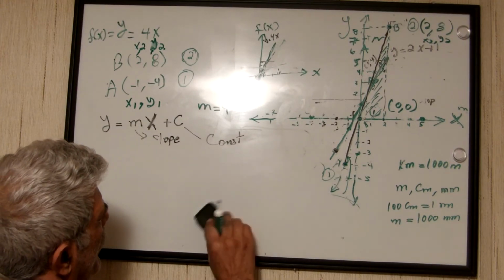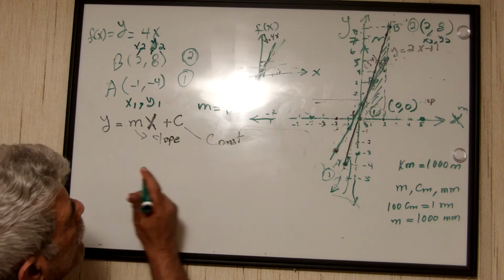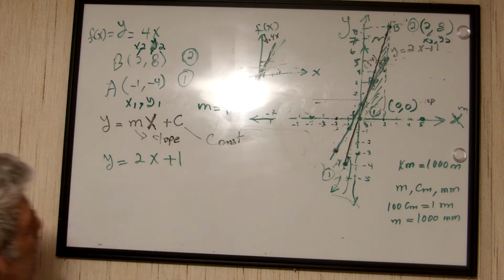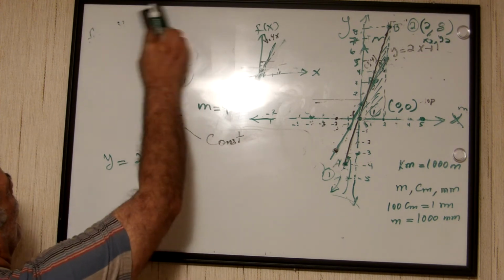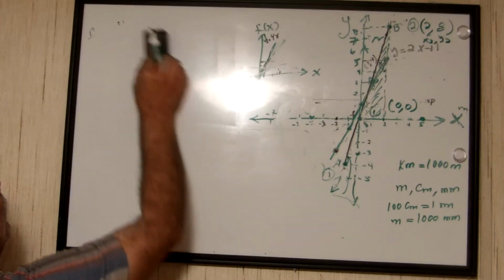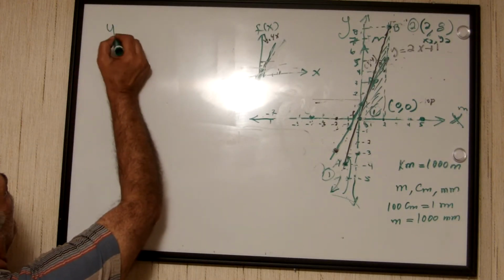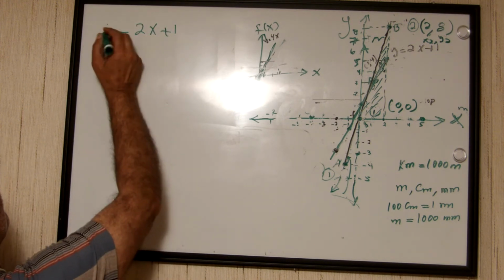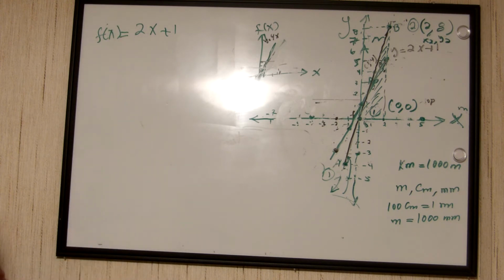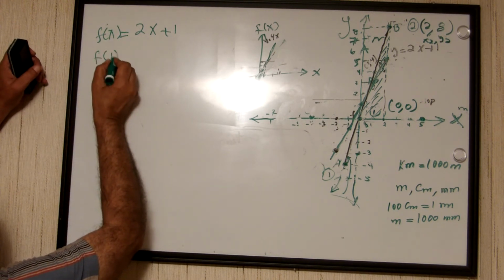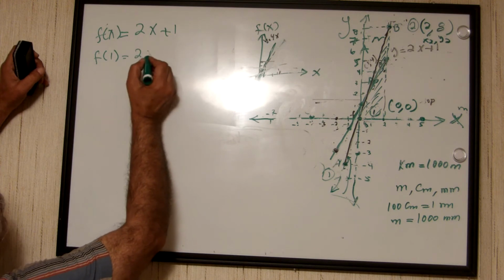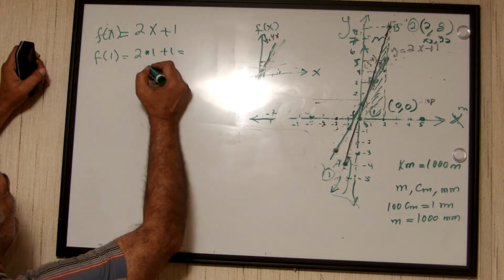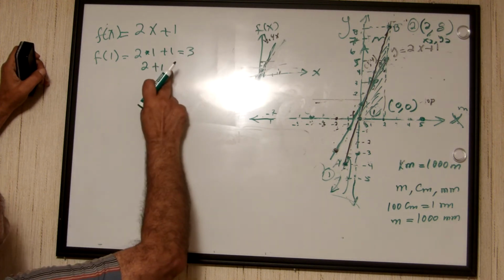Let's talk about the other equation. We had the other equation, y was 2x plus 1. Let's clear this. y is equal to 2x plus 1, or we write f of x. f of x means if we put f of 1 here, it means x is 1. 2 times 1 plus 1 is equal to 2 plus 1, which is equal to 3.